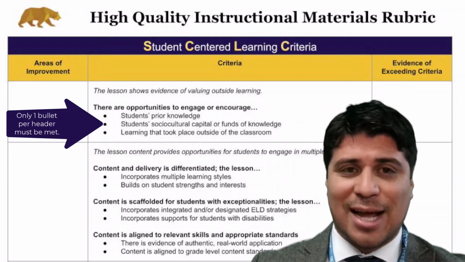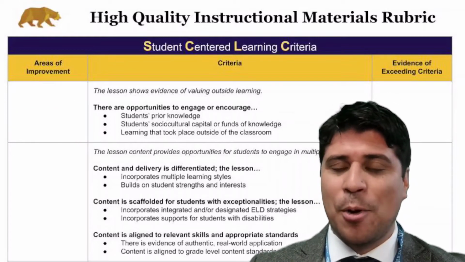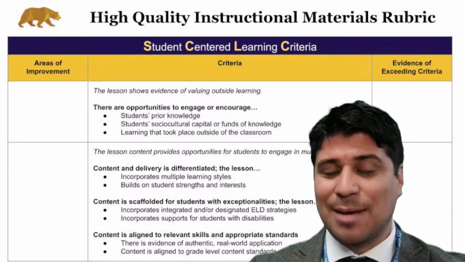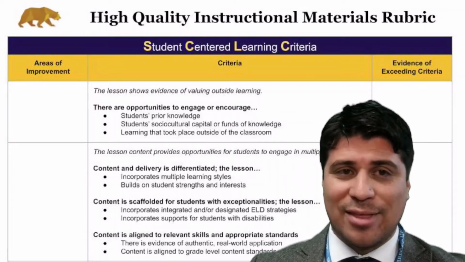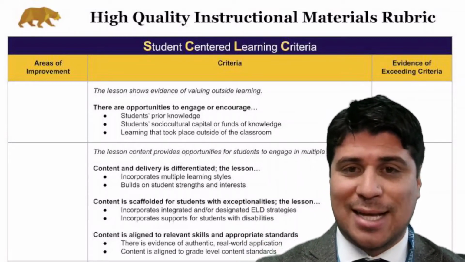And on the left-hand side, if there's an area of improvement, meaning that maybe that bullet point is there, but it doesn't quite meet the definition or the example that we're looking for, that's where you would add the areas of improvement. Or if it just completely misses that section.